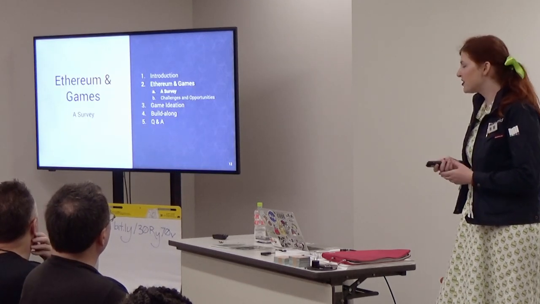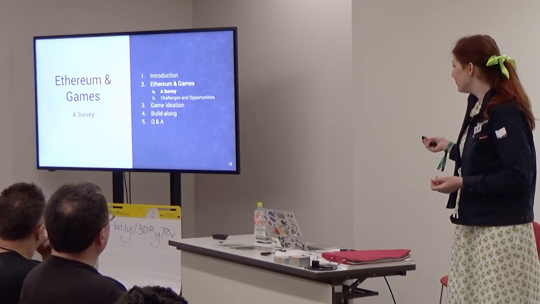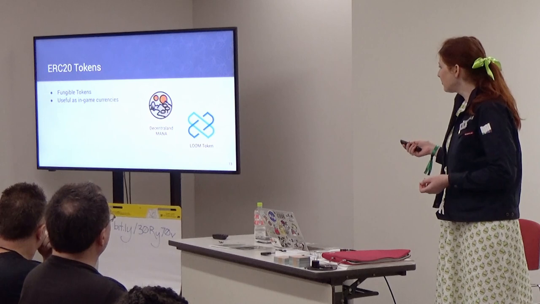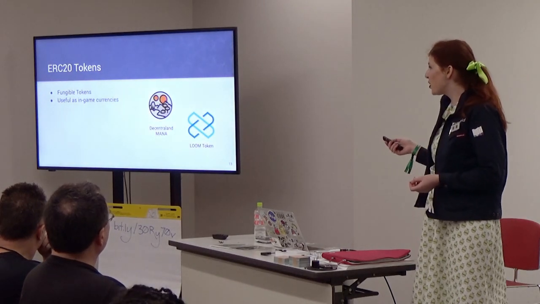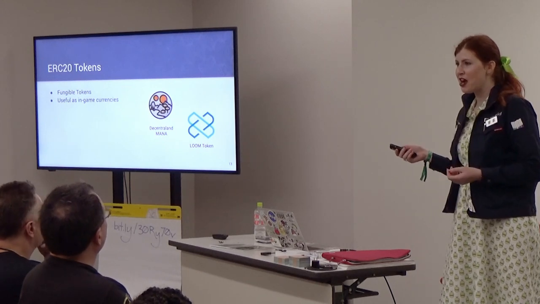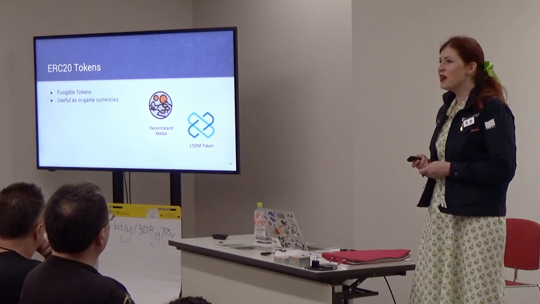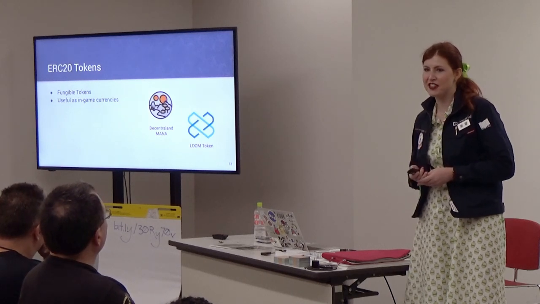So in the second part of the talk, I want to do a survey of games and creative projects in Ethereum. So first of all is ERC20 tokens. So this is probably one of the most common terms that we talk about. It's a fungible token. Can anyone in 10 words or fewer give me a definition of fungible?